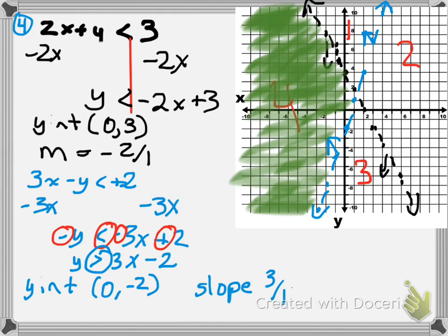So does a quadrant stop me on shading, or does it go past the x-axis or y-axis? So does this line here, the x-axis, matter when I'm shading my regions? No.